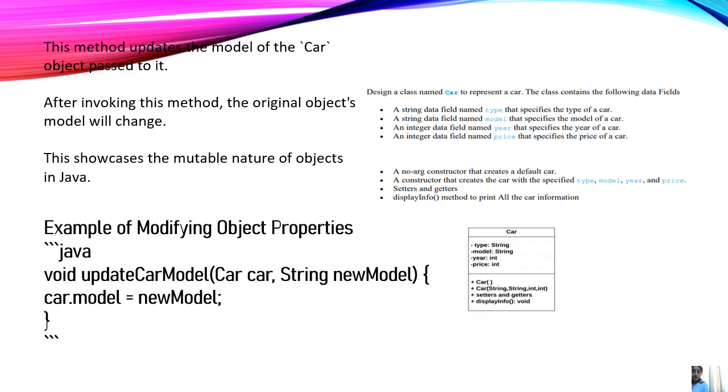This method updates the model of the Car object passed to it. After invoking this method, the original object's model will change. This showcases the mutable nature of objects in Java. Here is one example.